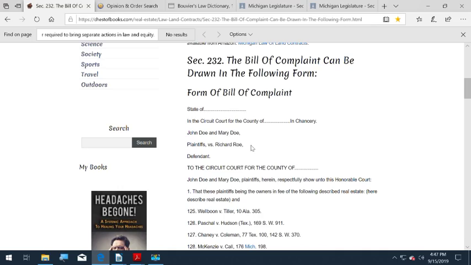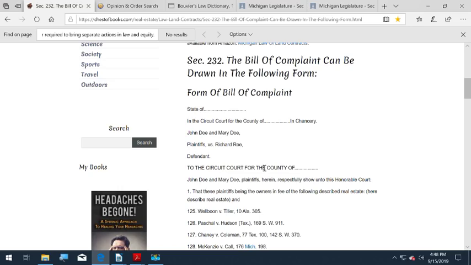Plaintiffs versus whoever Richard Roe is. So is this a tax thing? Is this against the treasurer? Or is this against the attorney that's taking you into a foreclosure? Whoever it's against, because we're going to make it a matter of record, and get the court to quiet the title.